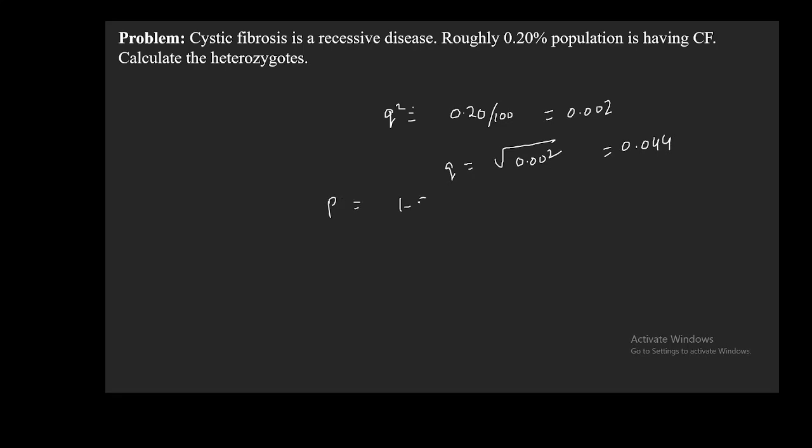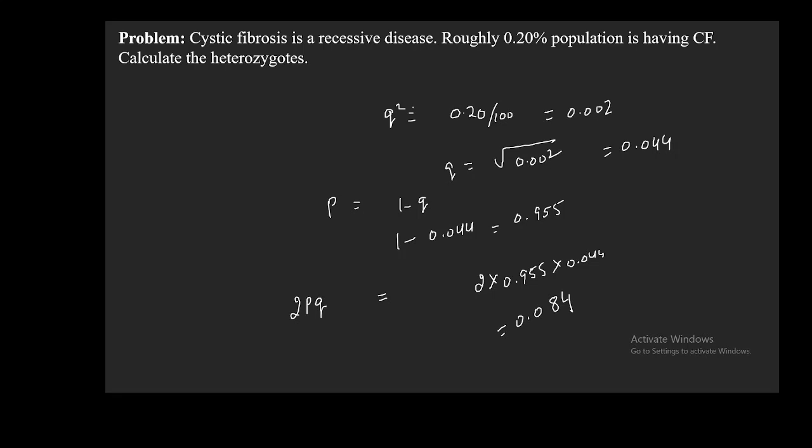Now you can calculate p. p is equal to 1 minus q. So 1 minus 0.044, which will be 0.955. Now they are asking for the heterozygote, so they are asking for 2pq. 2pq is 2 into 0.955 into 0.044, which will be 0.084.